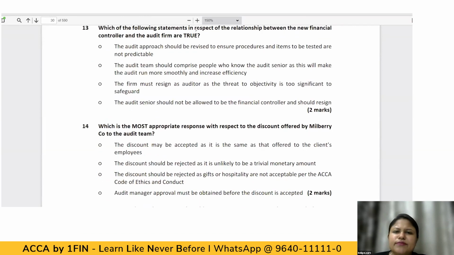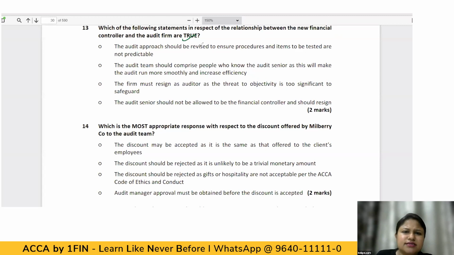Which of the following statements in respect of the relationship between the new financial controller and the audit firm are true? Financial controller and the audit firm, do they know each other? Very much yes, because until the last 2 months, he was working with that same audit team. So there is going to be familiarity. Obviously the financial controller will know about the way in which the work is carried out. He'll know the approach and the procedures of the audit team. So he'll be quite aware because he was working with that audit team only.